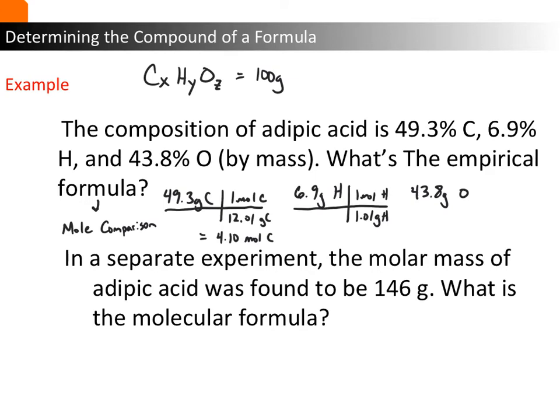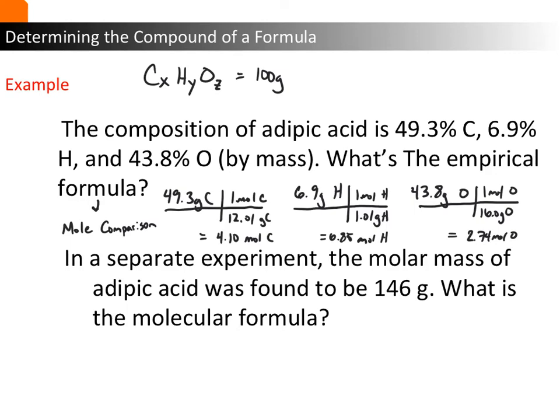I'm going to multiply by 1 mole of hydrogen over 1.01 grams, and I get 6.85 moles of hydrogen. Finally, I'm going to take 43.8 grams of oxygen and divide by the molar mass of oxygen, which is 16 grams, and I'm going to get 2.74. So now I have a mole to mole to mole comparison of carbon, hydrogen, and oxygen.